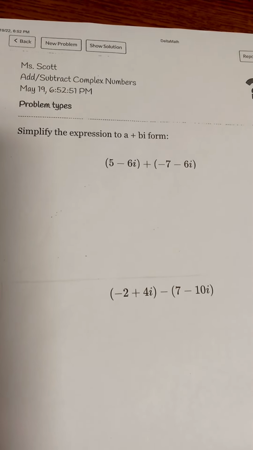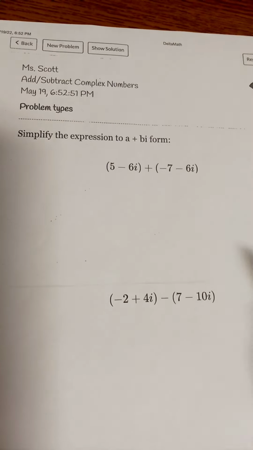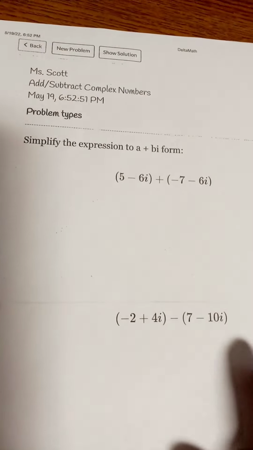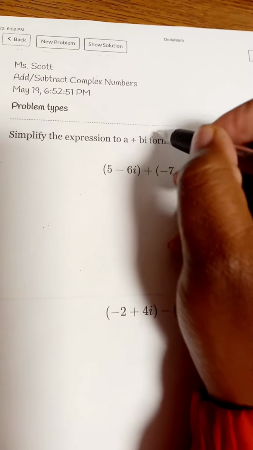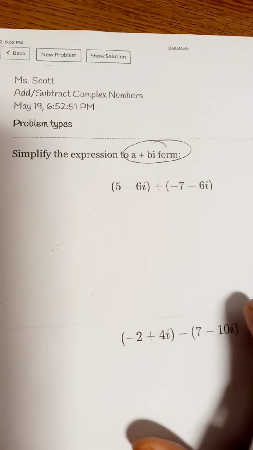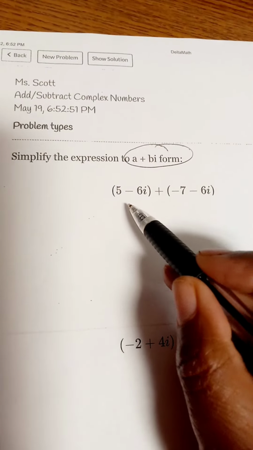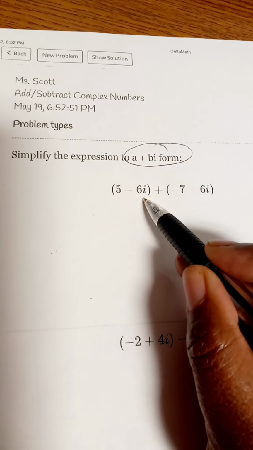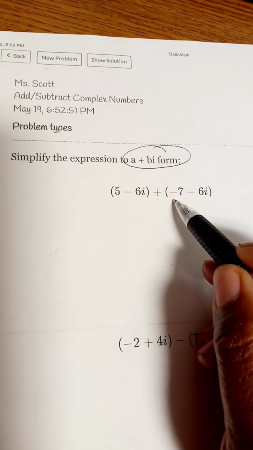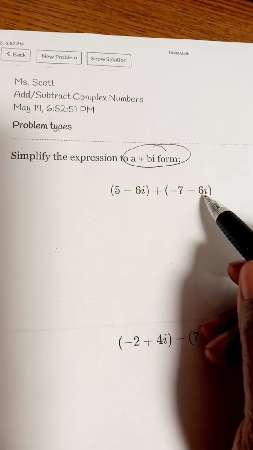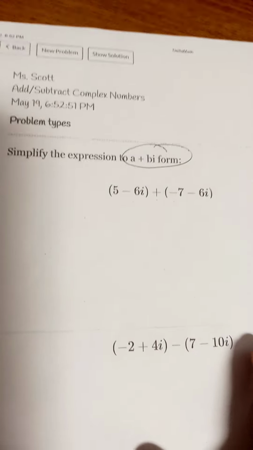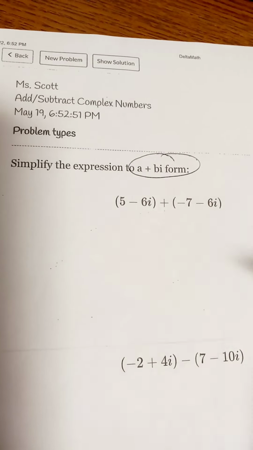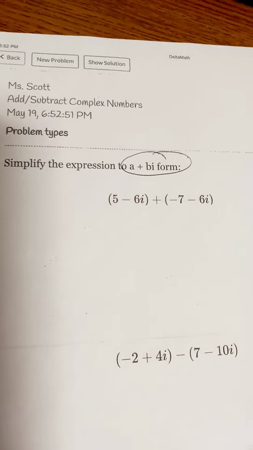Today we're going to add and subtract complex numbers. So I have two expressions and here I'm going to simplify them using the a plus bi form. So here we have in parentheses 5 minus 6i plus negative 7 minus 6i. I'll do another video where I show you the imaginary numbers and what they mean, but for the meantime, let's just add and subtract these complex numbers.